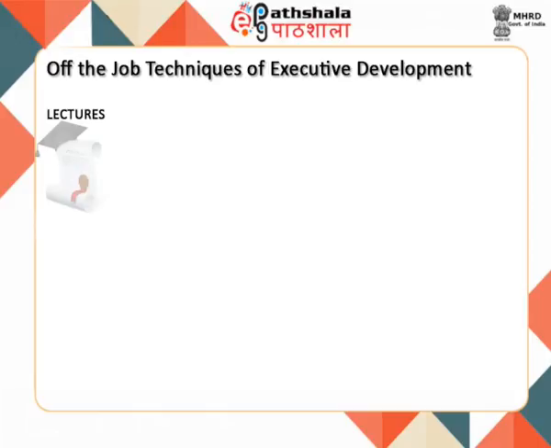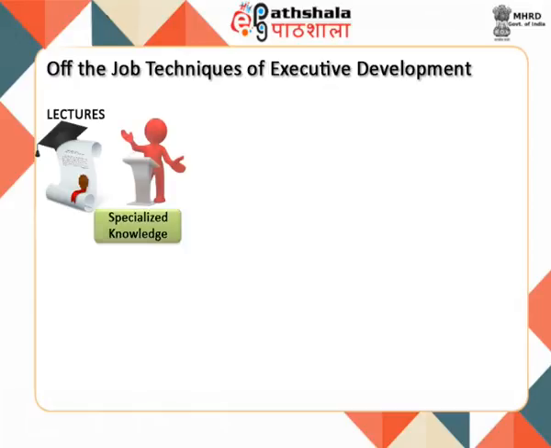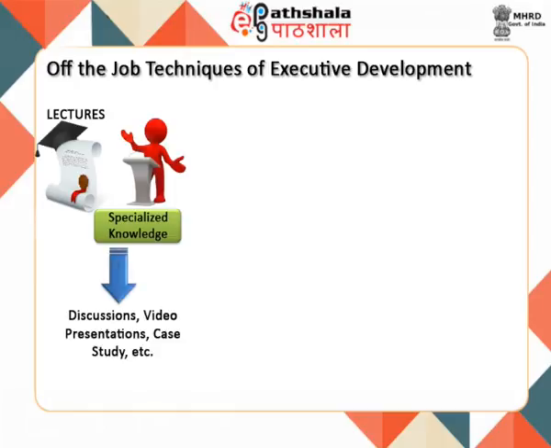Lectures. Lectures are delivered by specific persons or instructors having specialized knowledge on technical information on related topics of a complex nature. They can be supplemented by discussions, video presentations, case studies, etc. It is very useful when facts, concepts, principles, attitudes, and problem solving skills are to be taught.